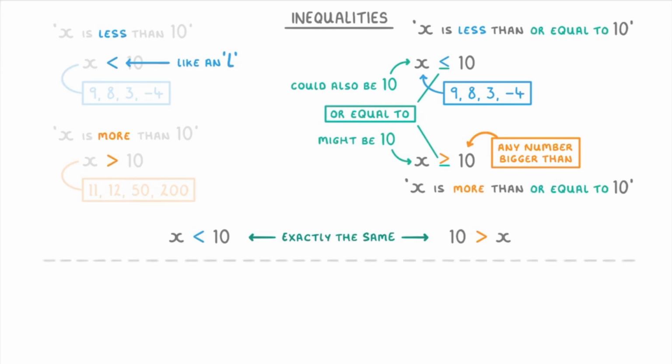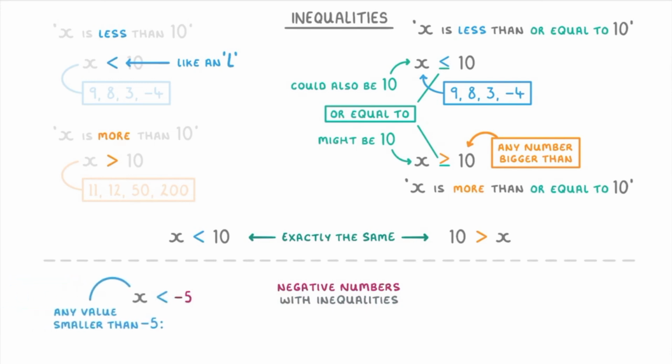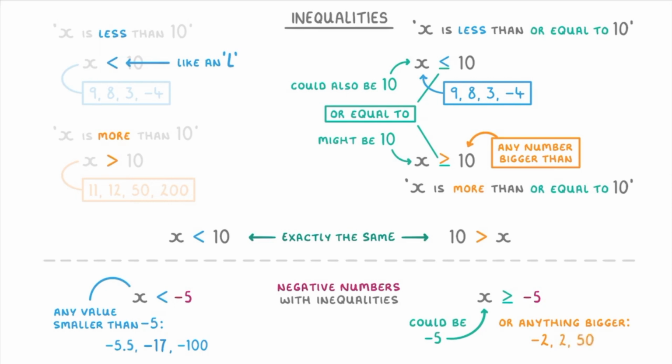We can also use negative numbers with inequalities. For example, x is less than negative 5 means that x can be any value smaller than negative 5. For example, negative 5.5, negative 17, negative 100, and so on. Whereas if x was bigger than or equal to negative 5, then it could be negative 5 itself or anything bigger, like negative 2, positive 2, or positive 50.